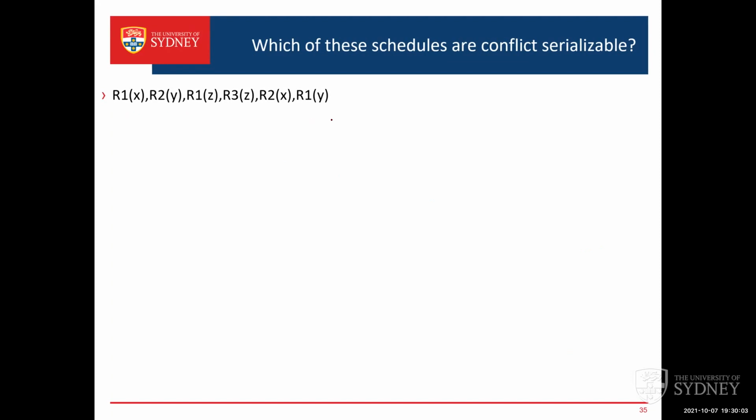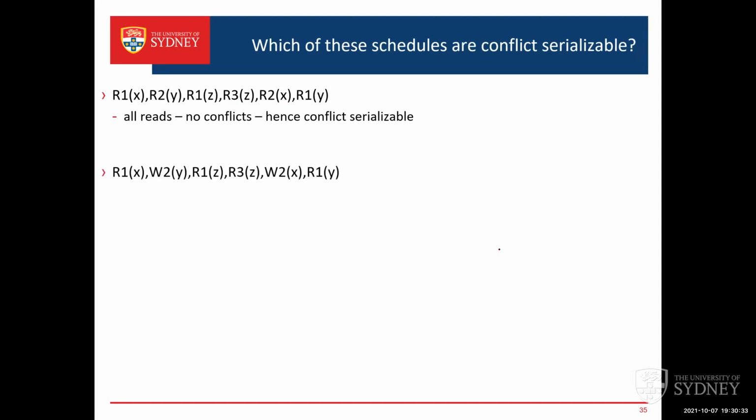Here we have all the reads, right? Here we have all read. That means there is no conflicting pair. If there is no conflicting pair, if I am trying to draw the graph, there will be no cycle. That simply means this is conflict serializable, right? All read, no conflict, so conflict serializable. In this case, there is no conflict because all of them are read.